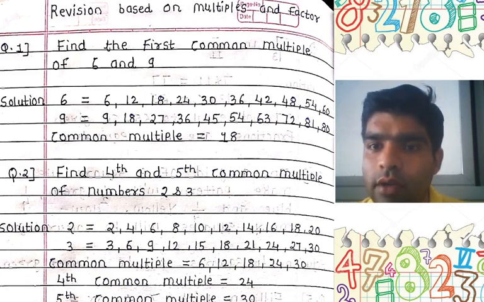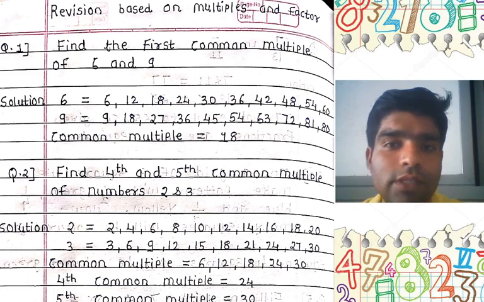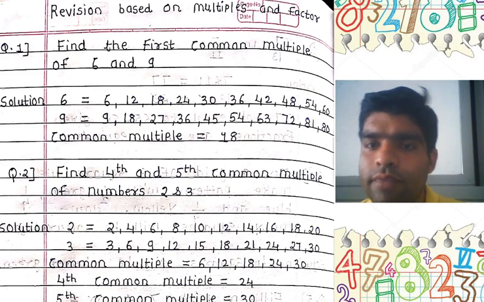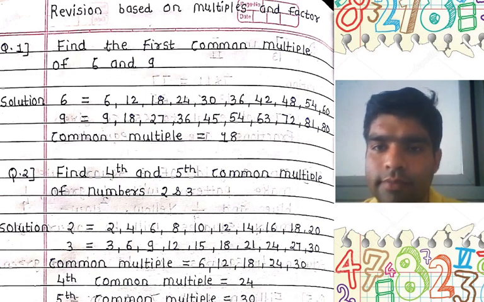Definitely, 18 is a common multiple of 6 and 9, and 36 is also a correct common multiple, but your question is to find the first common multiple. That is why 18 is the correct answer. Now the second question.